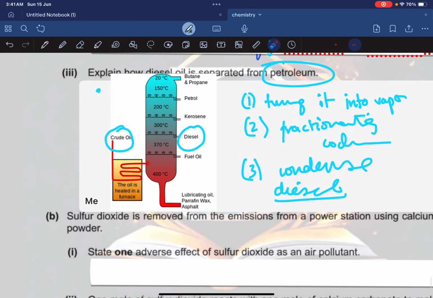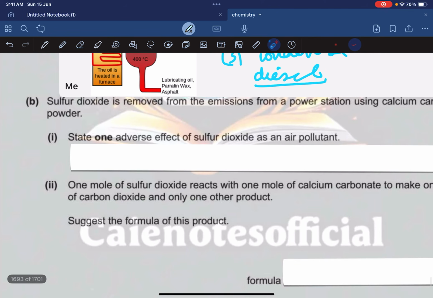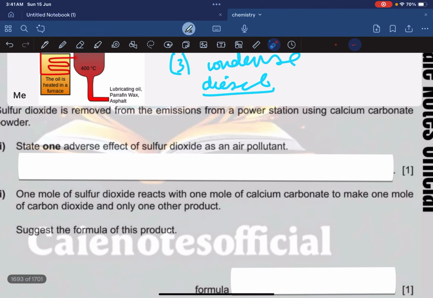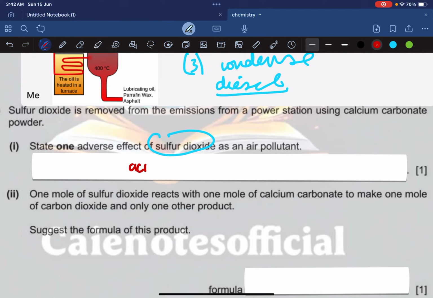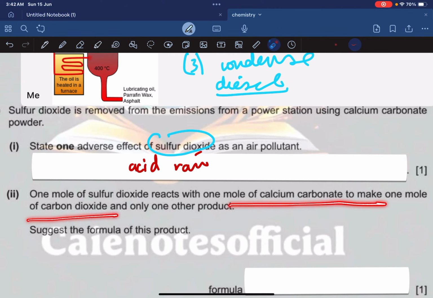Okay, so moving on. Sulfur dioxide is removed from the emissions of the power stations using calcium carbonate. That's flue gas desulfurization that you do with sulfur dioxide. State 1 adverse effect of sulfur dioxide as an air pollutant. Oxides of sulfur and oxides of nitrogen cause acid rain. 1 mole of sulfur dioxide reacts with 1 mole of calcium carbonate to make 1 mole of carbon dioxide and only one other product. Suggest the formula of this product.